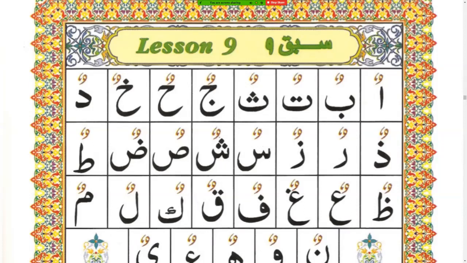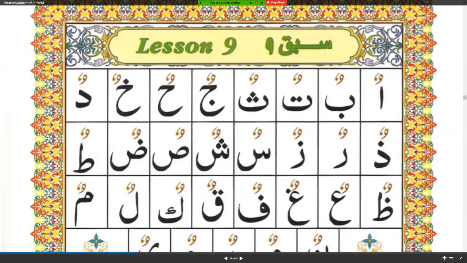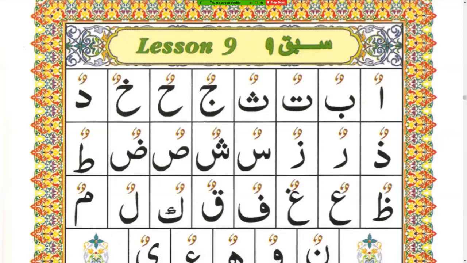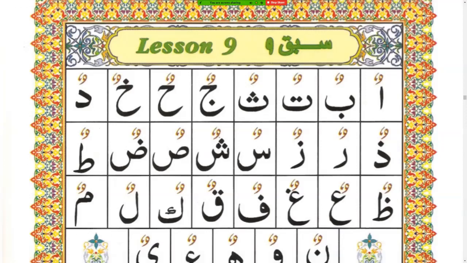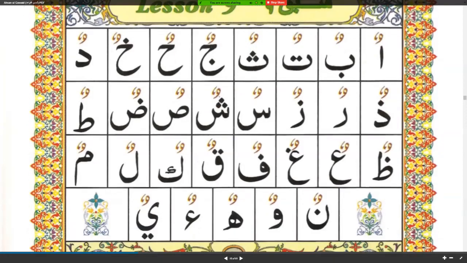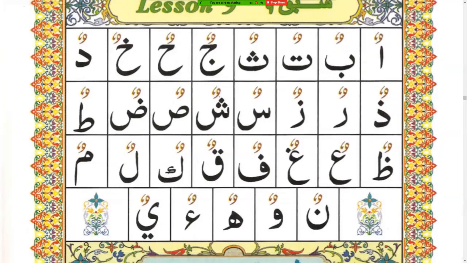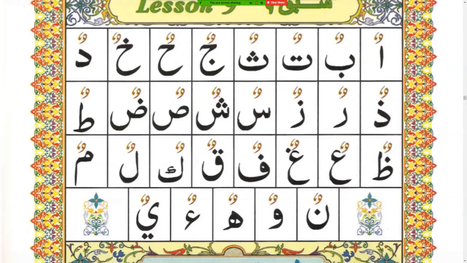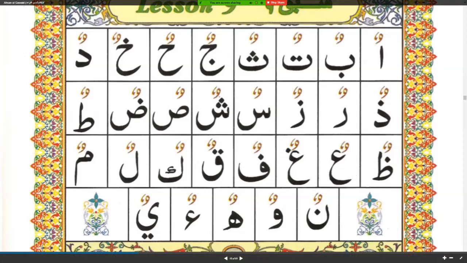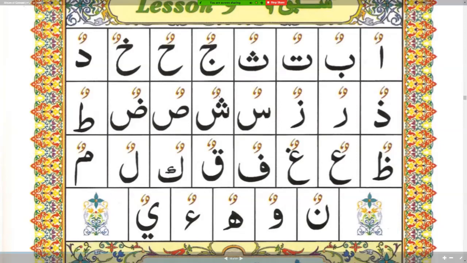Sin tu pesh sun. Shin tu pesh shun. Sad tu pesh sun. Dad tu pesh dun. Ta tu pesh tun. Za tu pesh zun. Ain tu pesh un. Ghain tu pesh ghun. Fa tu pesh fun. Qaf tu pesh qun.